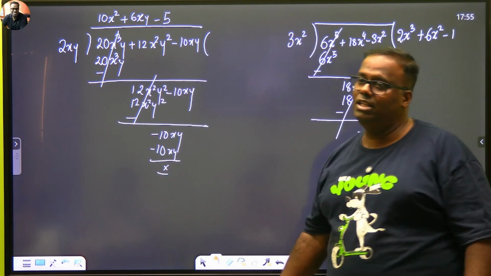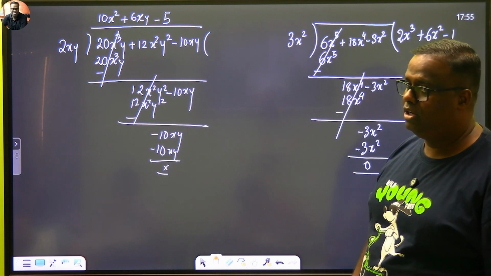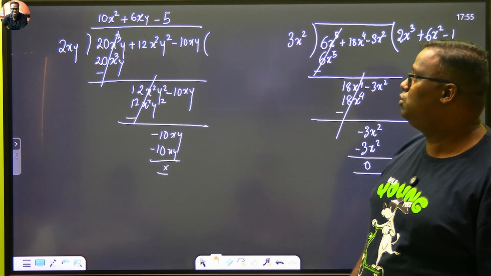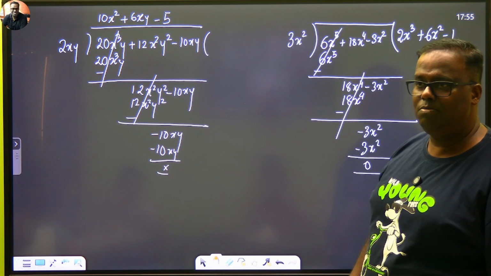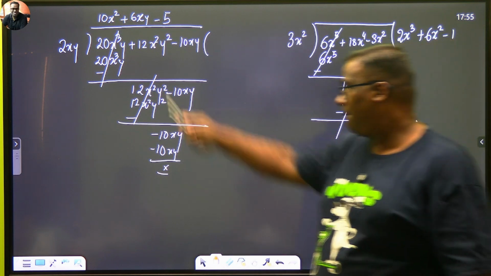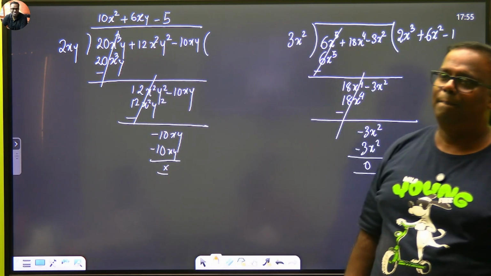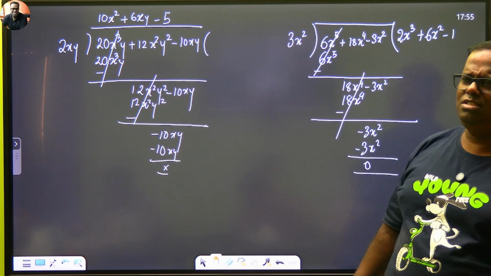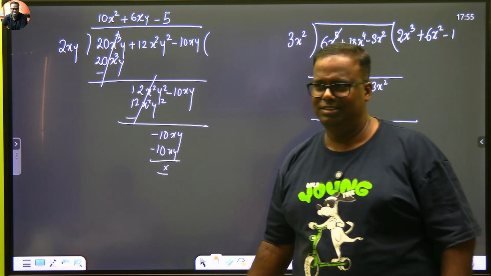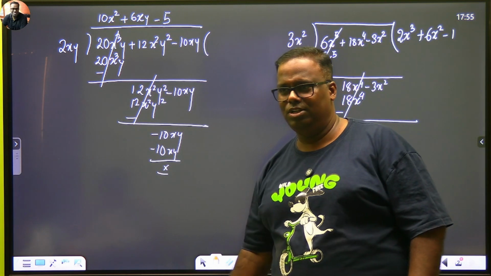Now check the second thing. We started with a degree 4. And we were dividing it with a degree 2. So our answer should come with degree 2. A small thing like this, school will not tell you.